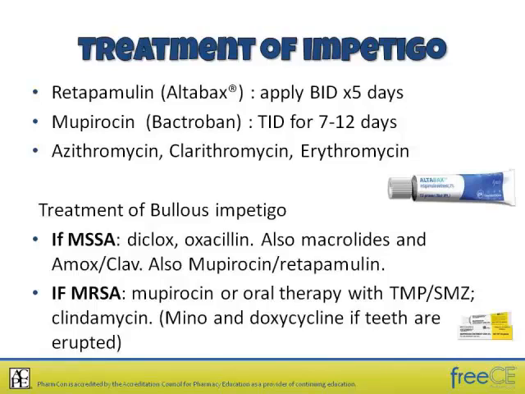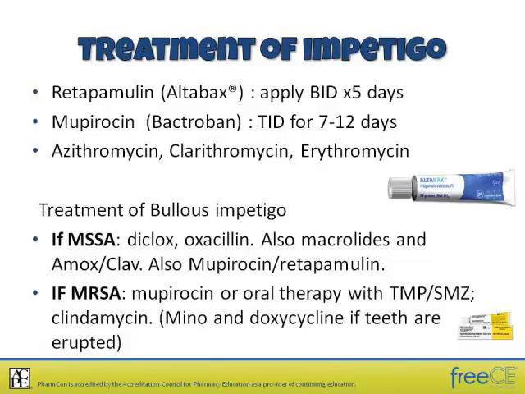Treatment of Impetigo includes Altabax, which is still only available as a brand name, and that's applied just twice a day for 5 days. Mupirocin, which is available generically in the ointment, brand name is Bactroban. That's applied 3 times a day for 7 to 12 days. So for mupirocin, you have to apply it more often and for a longer time period. We can also use the oral azithromycin, clarithromycin, and erythromycin.